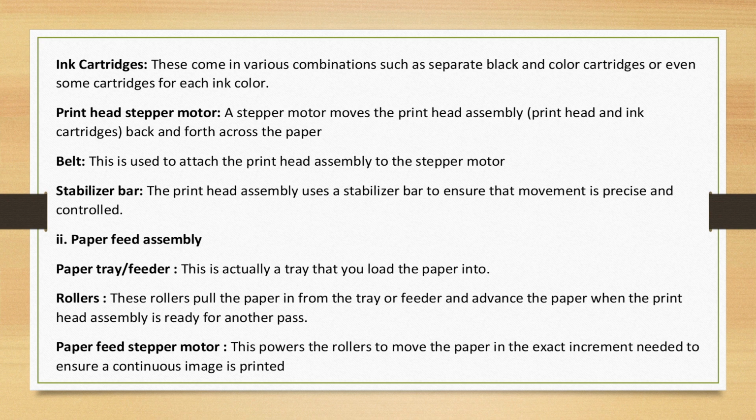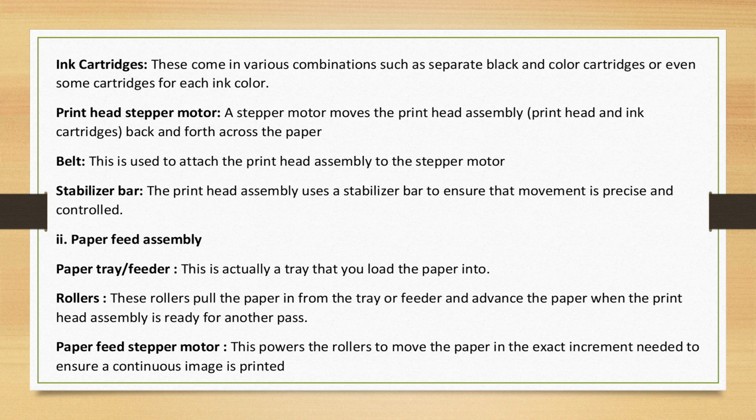So the ink cartridges, what we call ink cartridges, is the ink which we push in. This comes in various combinations, such as separate, and some are black. We usually put a bigger black than colors. There are three color types. The printer head stepper motor is basically something that will be moving the whole assembly back and forth.